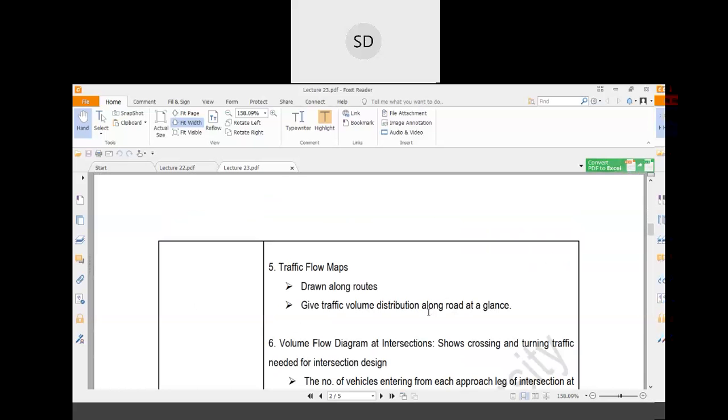Then the traffic flow map. Traffic flow map means, if you open Google Maps, you can observe that some of the roads are marked with a red mark and some of the roads are marked with a green mark. So basically that indicates the traffic flow maps. Where there is a maximum number of vehicles or traffic volume, or there is a chance of congestion, that type of road is marked red in Google Maps. So that is the traffic flow map, showing where the traffic volume is maximum and where it is minimum.